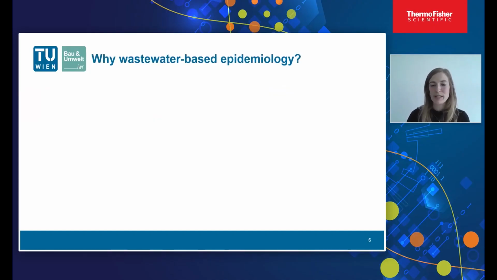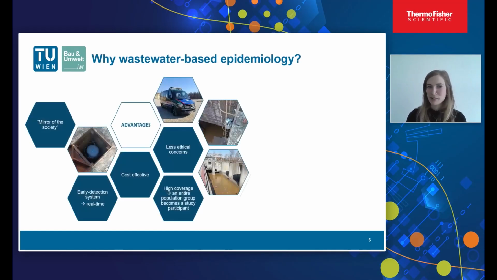So why wastewater-based epidemiology? There are many advantages. One would be, for instance, that wastewater in general is the mirror of the society. So there's nothing really we can hide from the wastewater, no matter if it's different kinds of chemicals or pathogens that are in the society, they will all end up in the wastewater. Then we have an early detection system. We pretty much get the results in time, because when we get the sample in the morning, we basically have the results in the evening.